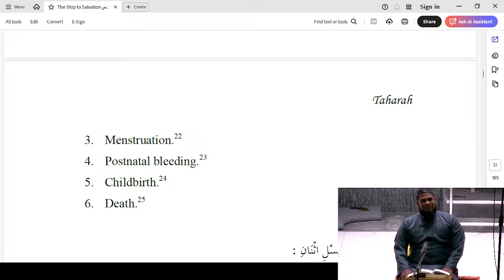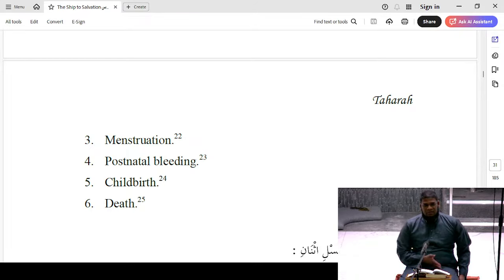So, minimum is 24 hours, a day and a night. If it's less than that, to be considered hayd, we look at the color of the blood. It can be istihada. Does she make salah? Yes, she makes salah. So she puts on pads and all that. Khair.